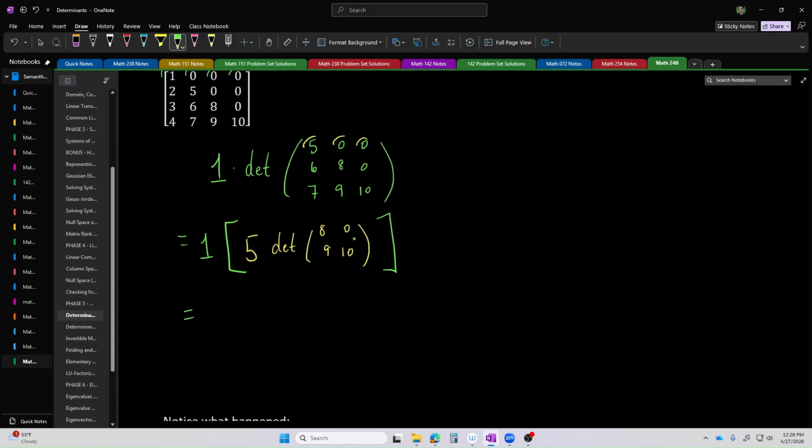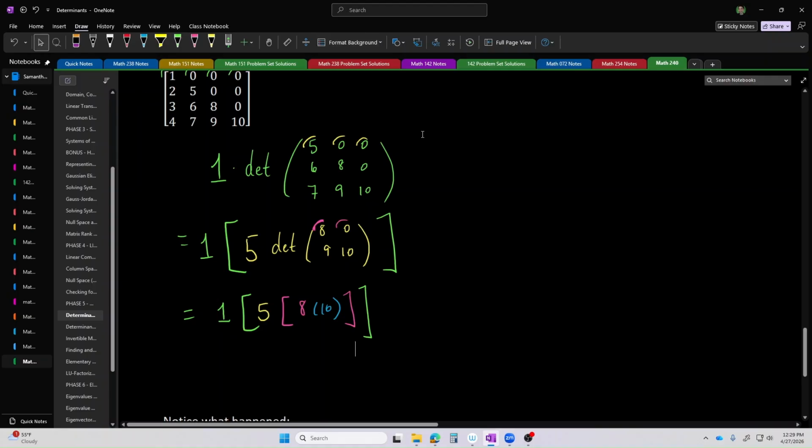But now look inside of this 2 by 2 determinant. Once again, only the very first entry here matters. Only the 8 actually matters, because the second entry of 0 is going to just destroy the term that that 0 would touch. So I'm left in the end with 1 times 5 times 8 times 10.